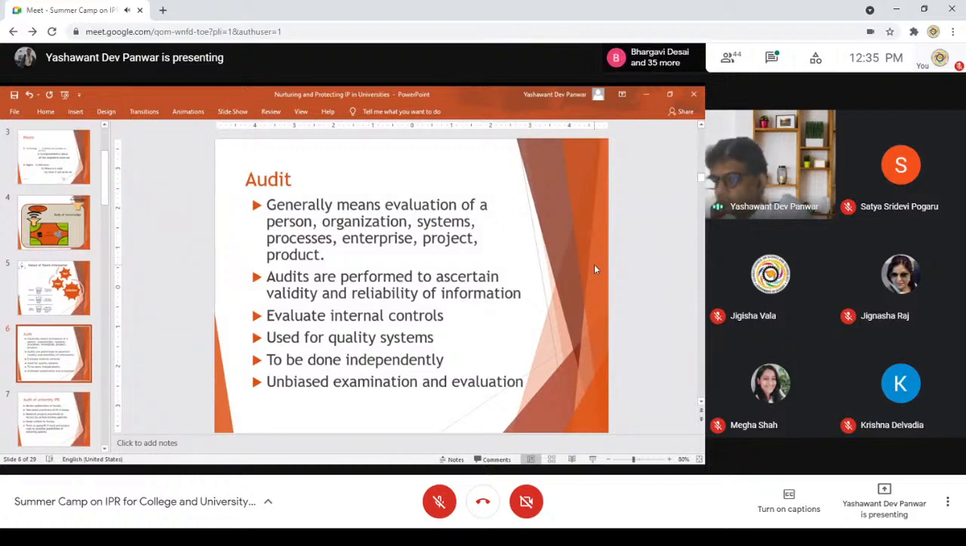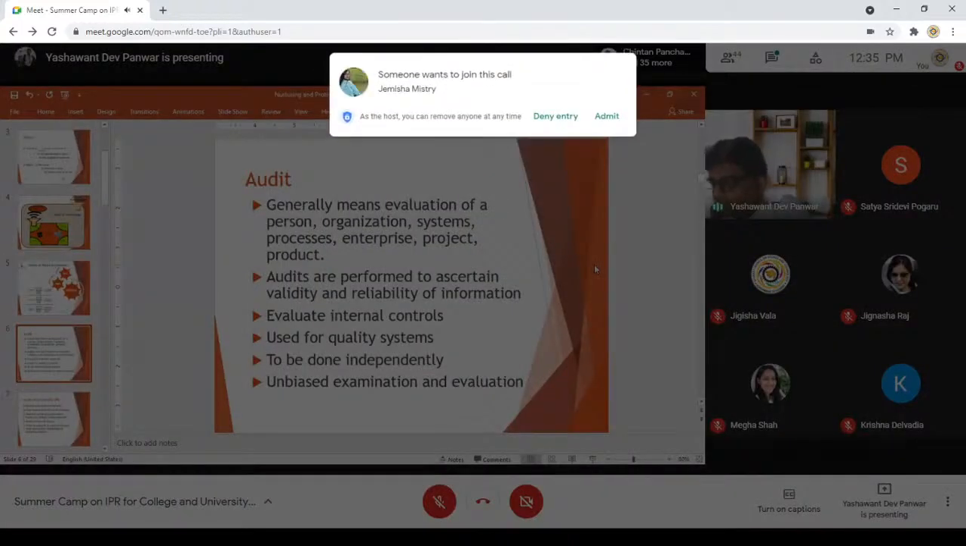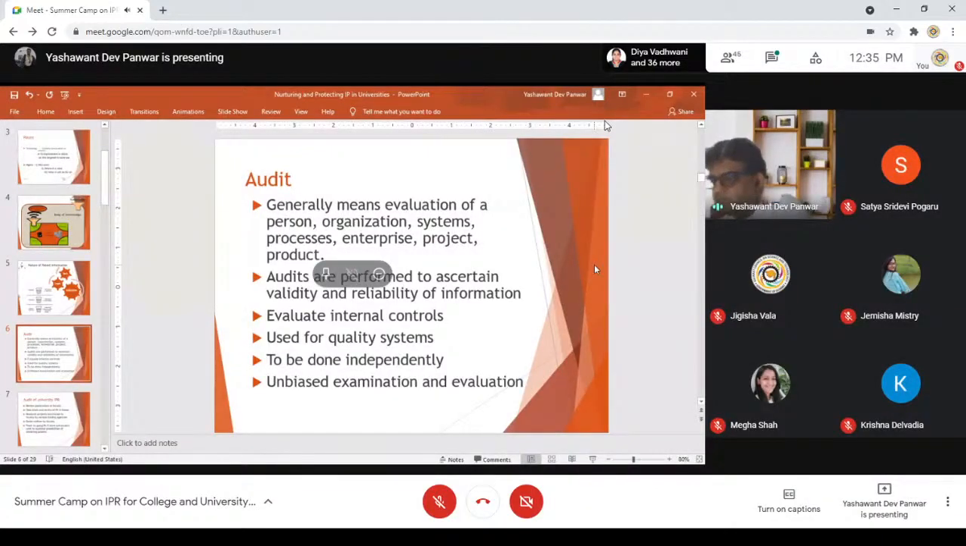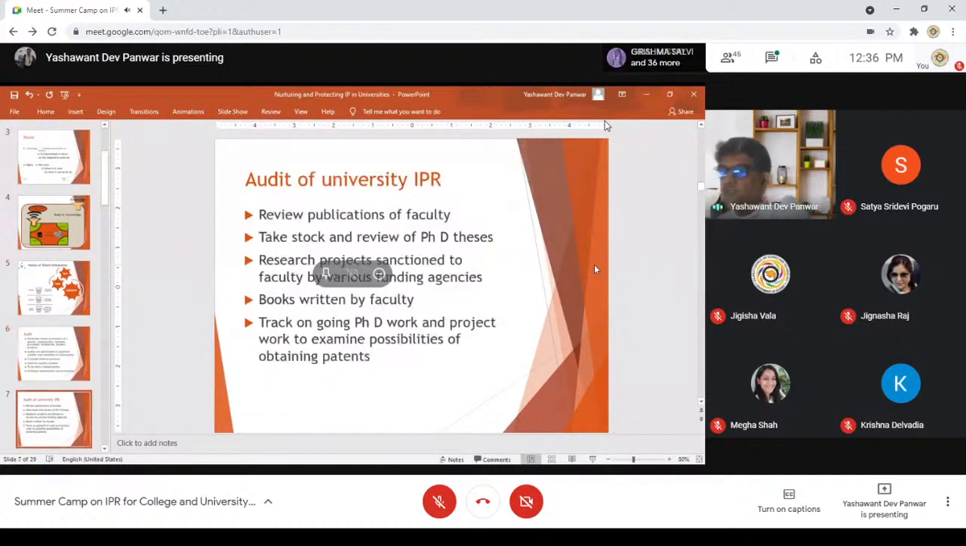So by evaluating your internal control system, you see how your IP has been protected in time or not, whether it has fallen into the public domain by way of publication so that a patent could not be filed. So to evaluate internal controls of an institution, I think a periodic IP audit is a requirement to improve and enhance the IP output of any institution. And it is to be done independently because internal evaluation may be a biased proposition.